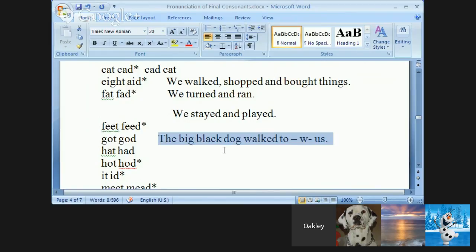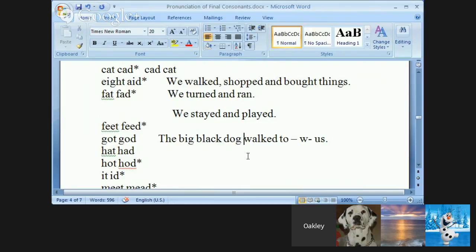Jose, you want to give this a try? Yes, teacher. The big black dog walk to us. Okay. The G's weren't quite right. The big black dog walked to us. Dog. Yeah, you're ending G's. You've got to be careful. The K's are okay. The G's though. If you have to slow down a little bit to get it right, well then get it right. All right. Big black dog walked to us.